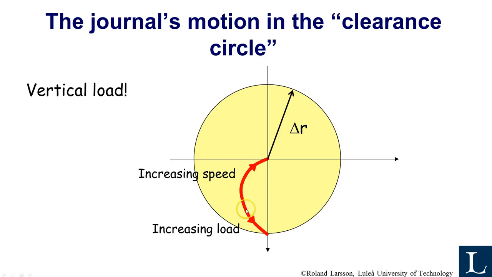So if you are in a position like here, if you increase the load, it wants to follow this direction. It doesn't want to follow just the vertical direction. But now we assume that the load is coming from upwards. So if you just increase the load, you may expect that the journal will just move downwards, but it doesn't. It doesn't want to do that. It wants to move along this curve, and that means that you induce forces in both the x and y direction when you increase the load, and that is the reason for these cross-coupling terms of the dynamic coefficients.